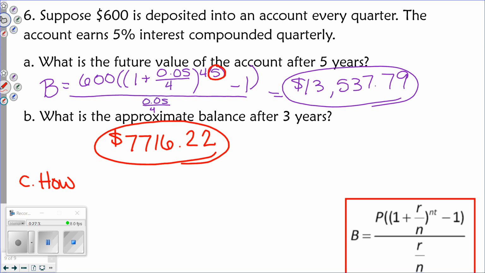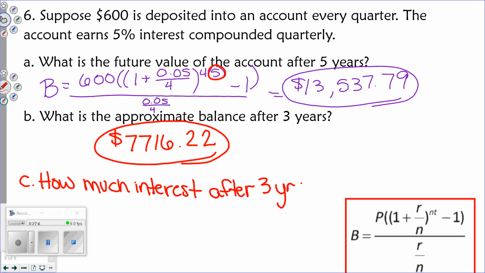Hold on. Part C. How much interest? Which one? I'm adding it. How much interest after 3 years? I'm adding it. How much interest did they earn after 3 years? So if I want to know the interest, what do you have to do?